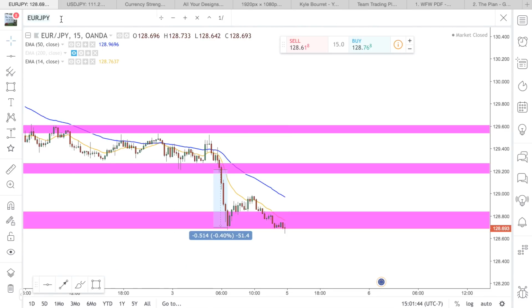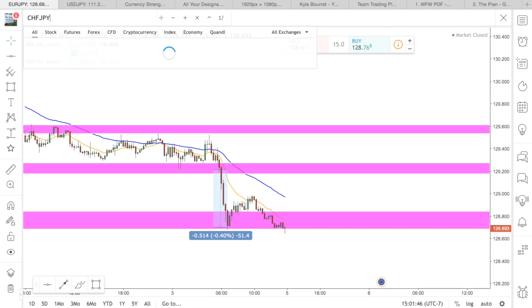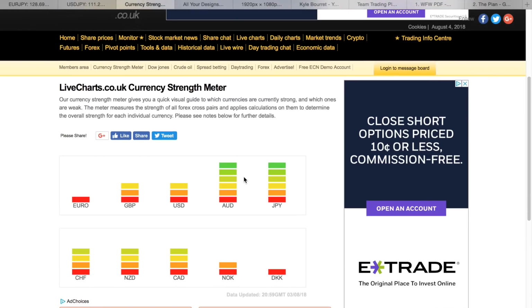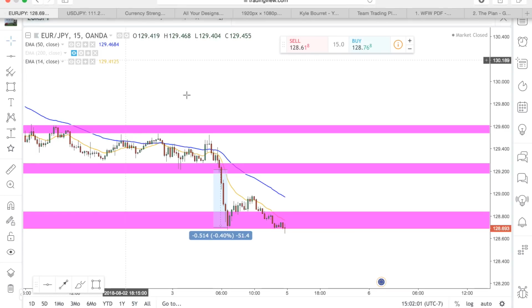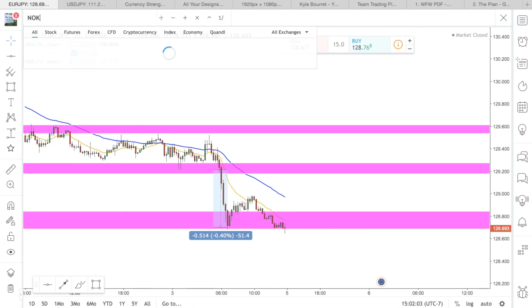Watch. I'll go hunt one with you right now. CHF. You know what? Let's look at the currency meter. Just based off the currency meter right now, we can say NOK Jappy probably went down. CAD Jappy, I don't know. But just based off of this, let's type in NOK Jappy. I'm never going to look at NOK Jappy. Probably never looked at it.